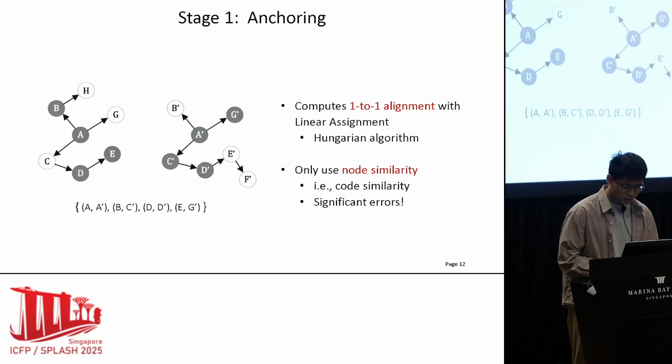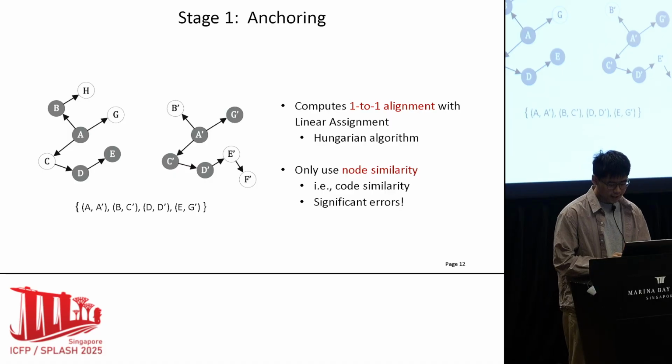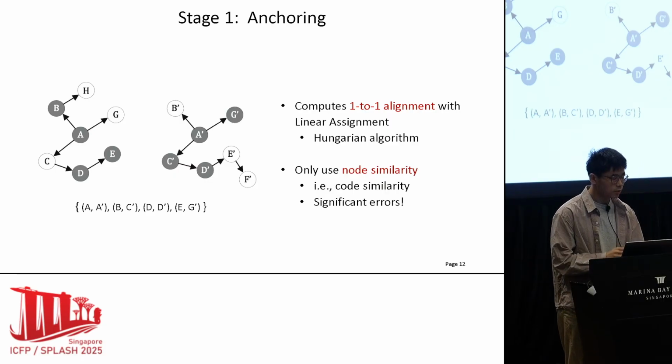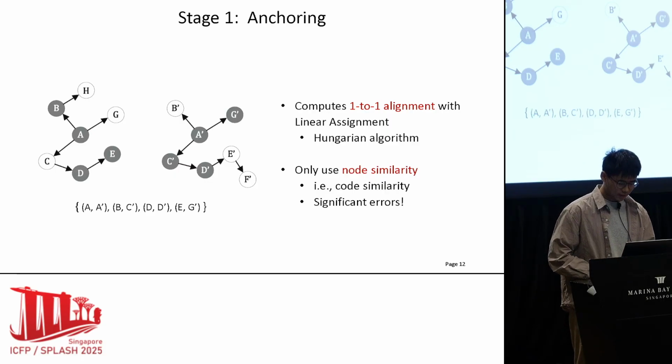To tackle the accuracy, we introduce a three-stage process. The first stage is anchoring. We start by running a fast but basic alignment using linear assignment. This stage only considers the node similarity and possibly produces significant errors.